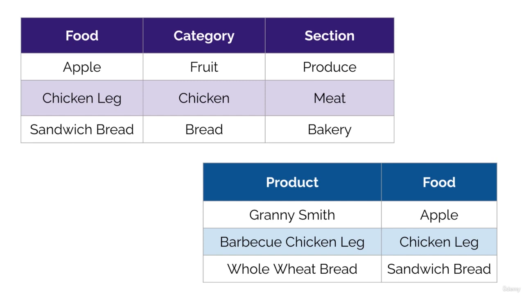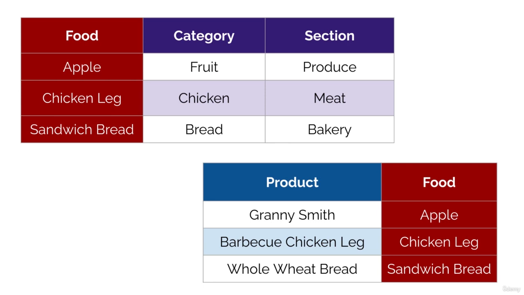So it's best practice to split your tables where possible, such as here, where the food item can be mapped to the category and the section. That way, if you wanted to reference where is the Granny Smith product in my grocery store, well, you could go to the table of products and find Granny Smith. Then that table has one more column, food, and you could find that Granny Smith is an apple.